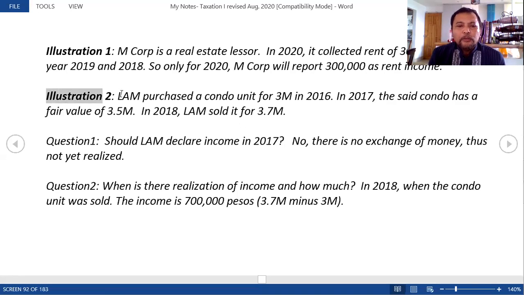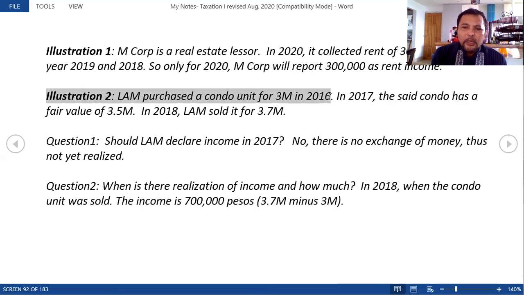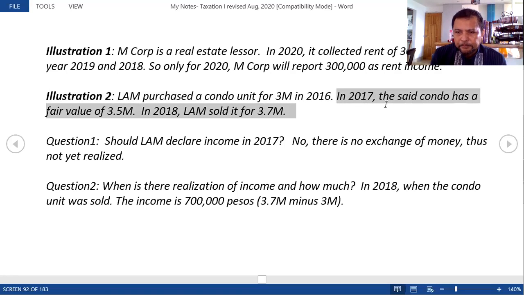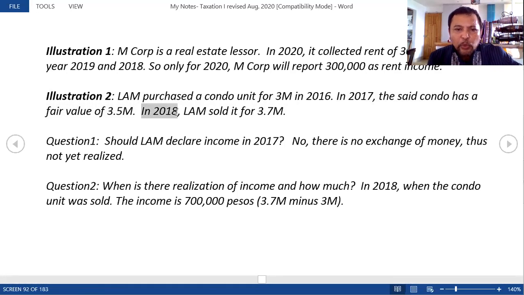Okay, another illustration. Lam purchased a condo unit for 3 million in the year 2016. So palit siya condo. In the year 2017, or the year after, the said condo unit has a value already of 3.5 million. Probably because the building has been completed, no? And in 2016, not yet, still undergoing construction. So the value of the property went higher, 3.5. Now in the year 2018, Lam sold it for 3.7 million pesos.